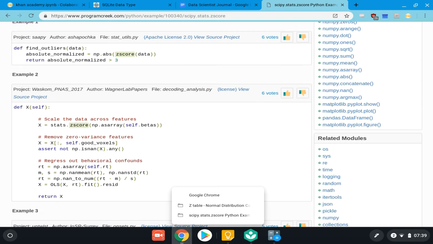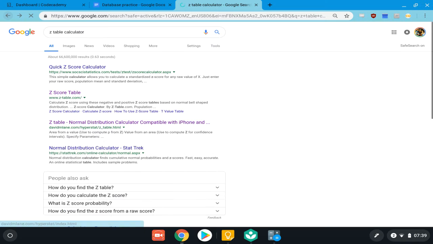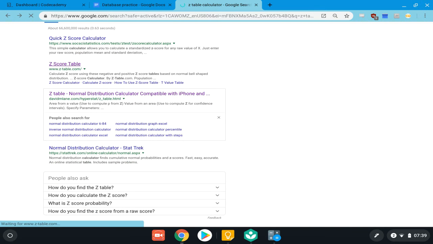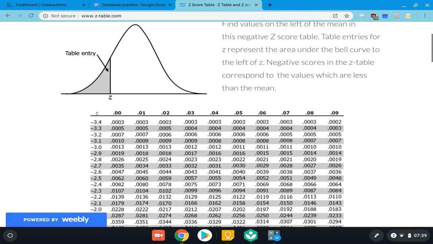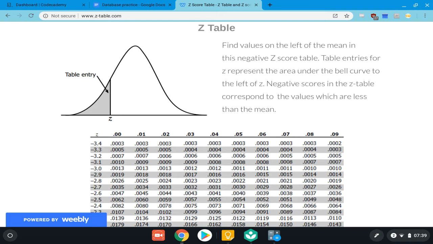I think I took off the table from what I was looking up. Let me just look at a regular table. Okay, ztable.com. It explains the purpose of the z-score table. If you have values on the left of the mean, you're going to get a negative z-score, and this represents the area under the curve to the left of z. That means the proportion that is less than the value.